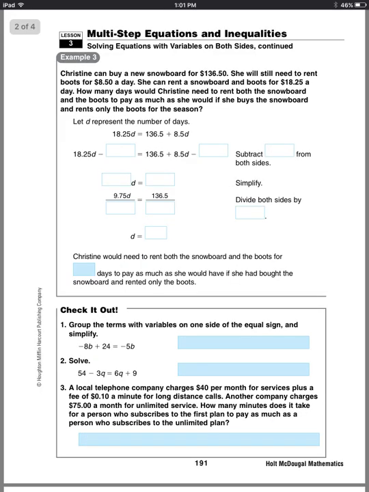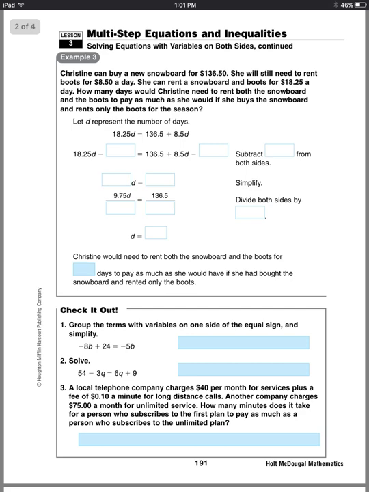Christine can buy a new snowboard for $136.50. She will still need to rent boots for $8.50 a day. She can rent a snowboard and boots for $18.25 a day. How many days would Christine need to rent both the snowboard and boots to pay as much as she would if she buys the snowboard and rents only the boots for the season?